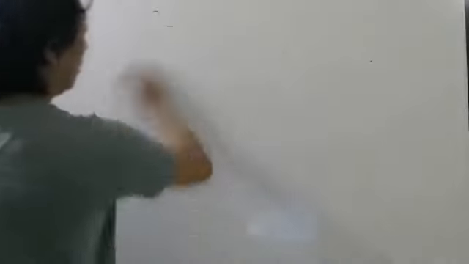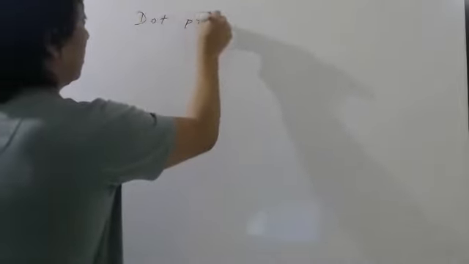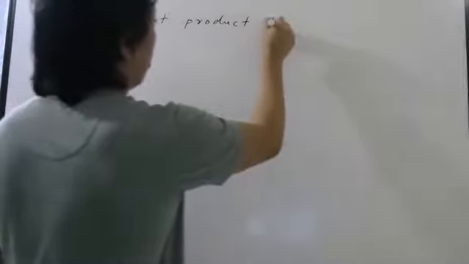So to find dot product of two vectors, you need magnitude of the two vectors A and B, and you need angle between the two vectors, right? Okay. Now look here, we can also write dot product in terms of components.